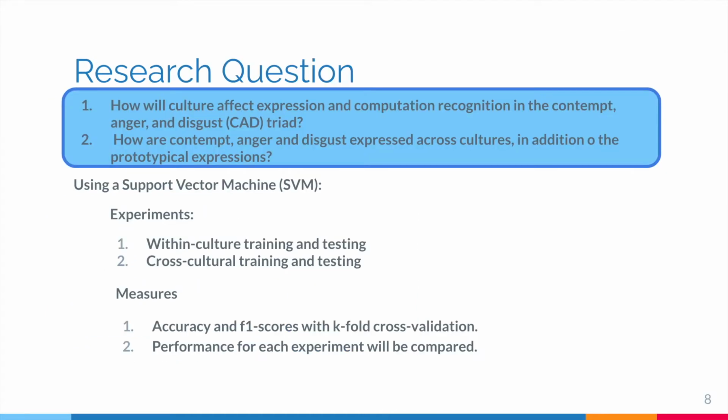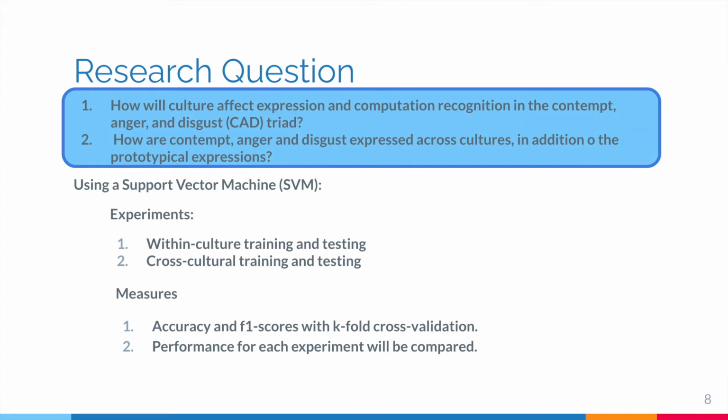Our research question can be broken down into 2 main questions. The first being, how will a culture affect expression and computational recognition for the emotions selected? And secondly, how are the selected emotions expressed across different cultures that range from highly individualistic to highly collectivist? And how do these differences compare to the prototypical expressions defined at the beginning of this presentation?